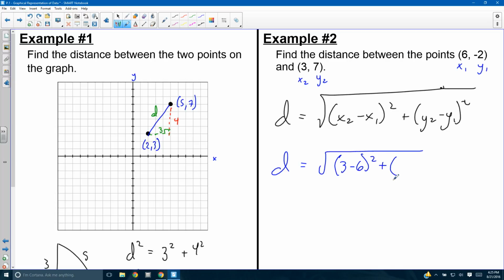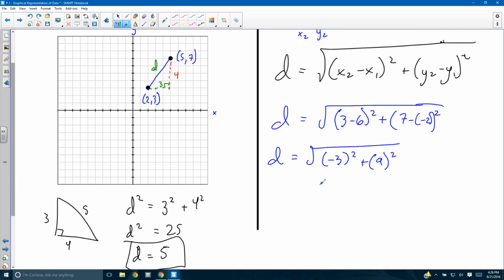y2 minus y1 would be 7 minus, be careful here, negative 2. Okay? So now we're going for 3 minus 6 is negative 3. 7 minus negative 2 is 9, because it's 7 plus 2. Okay? Negative 3 quantity squared is 9. 9 squared is 81. And you're going to get the square root of 90.